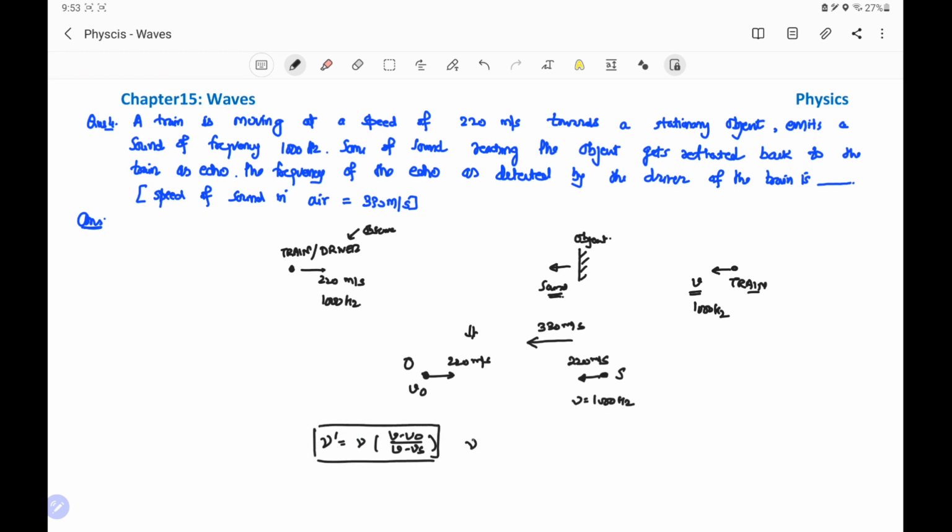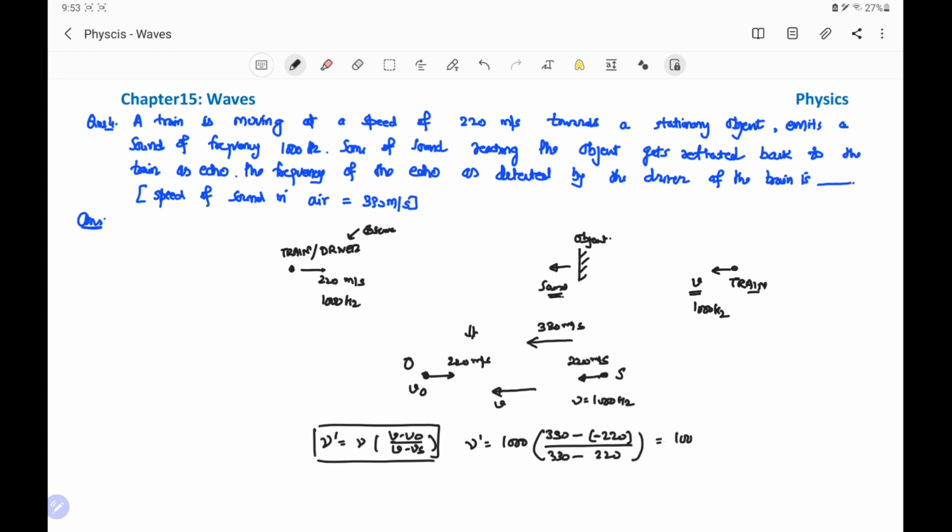So apparent frequency nu dash will be equal to the original frequency 1000 into velocity of sound, this is 330 minus. Now our reference direction is from source to observer. Therefore velocity of observer is opposite to this reference velocity direction. Therefore we will take it as minus 220 divided by 330 minus, and velocity of source is in direction of velocity of sound, so it is taken positive, it is 220.